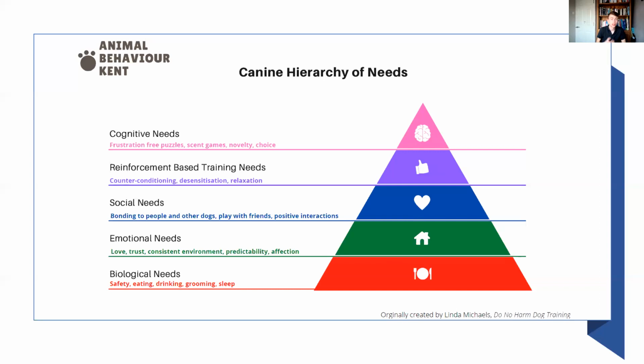So that's things like love, trust, a consistent environment, predictability, and affection. So that's really, again, looking to make sure the dog's getting that interaction from their human. They've got a nice, safe home environment as well that's going to help them feel secure, and looking at how things can be predictable as well.